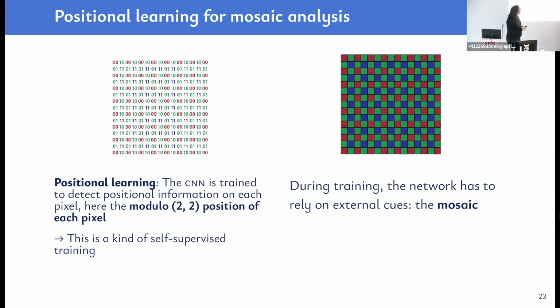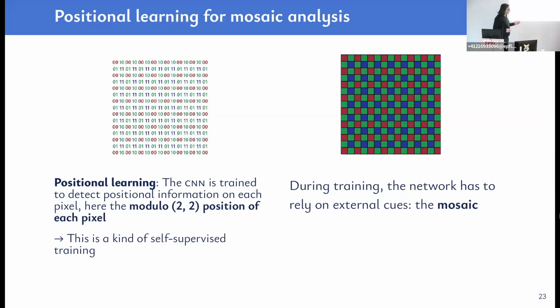It also means that for the network to learn to know the modulo 2 position of each pixel, it actually has to rely on demosaicing traces to find these positions. If there is no demosaicing, the network will not find anything. So you train it only on real images. At this point, you don't even need fake images. You train it to detect the modulo 2 position of each pixel, and to do this, the network will learn to analyze the demosaicing artifacts.